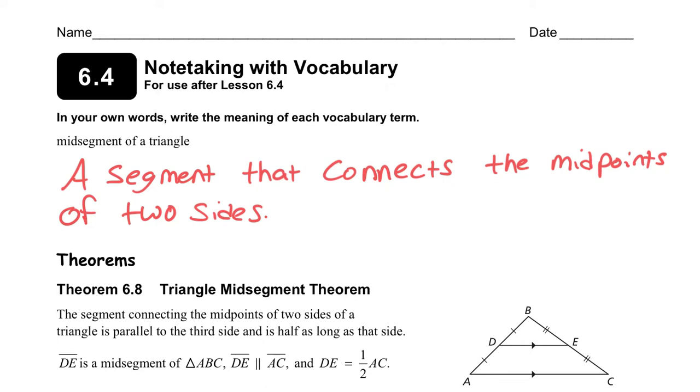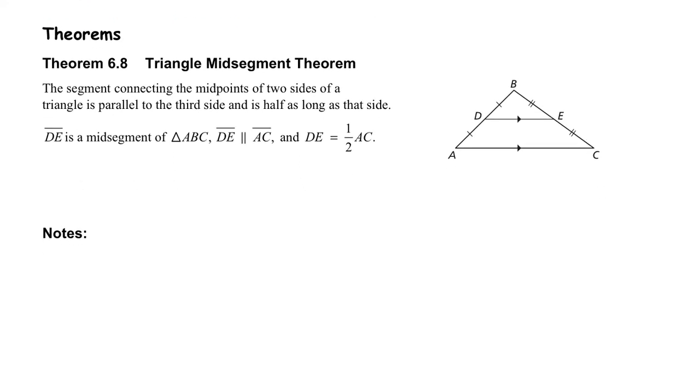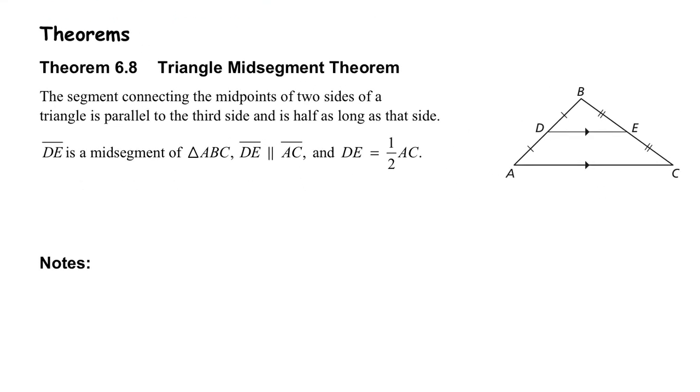So theorem 6.8 says it's a triangle mid-segment theorem, and it reads, the segment connecting the midpoints of two sides of a triangle is parallel to the third side and is half as long as that side. So in this situation, it says DE is the mid-segment of triangle ABC, and also DE is parallel to AC, and DE is half of AC. So what does this mean?